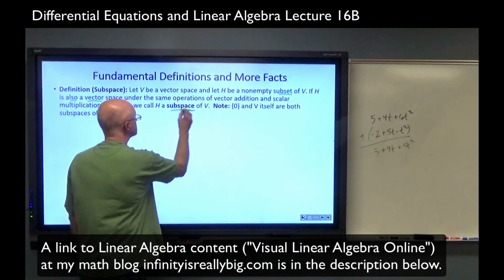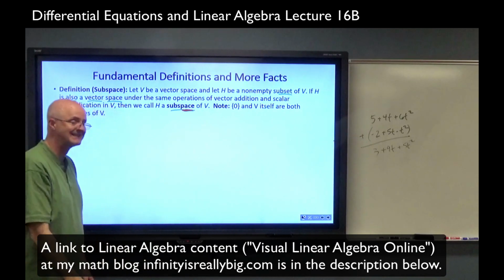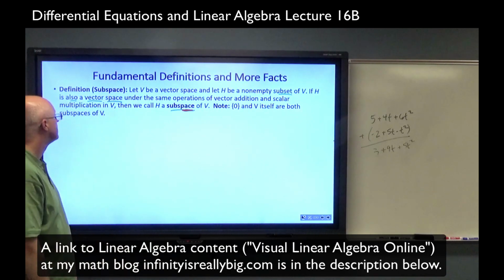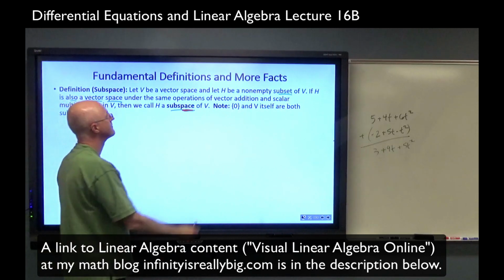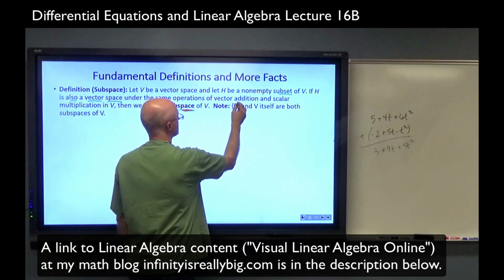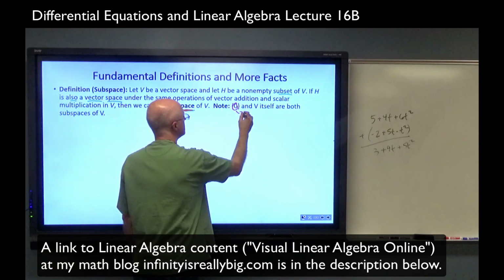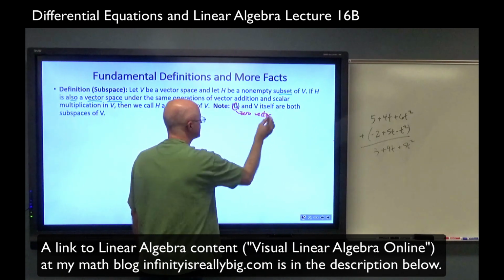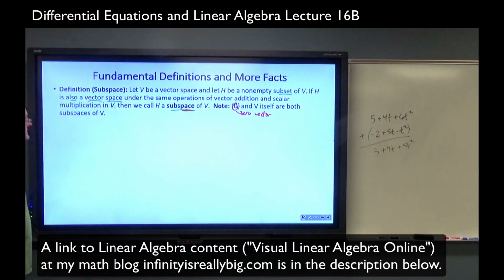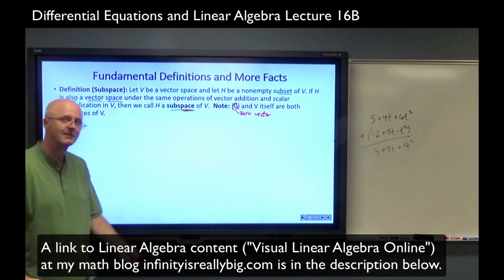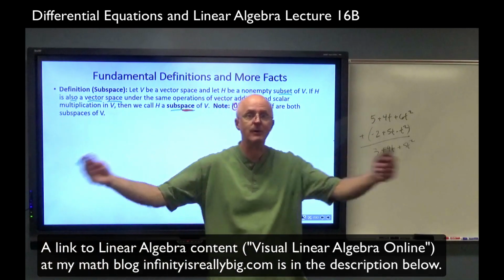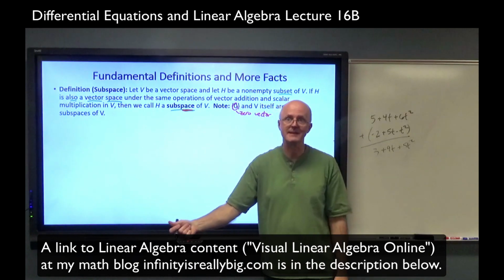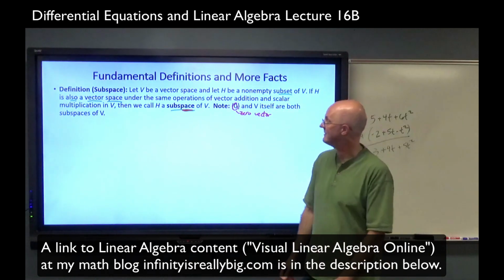Emphasis on the word space instead of subset of V. Note, both 0 by itself, this is a zero vector, this is supposed to be boldface, that singleton set, and V itself are both subspaces of V. They're sometimes called the trivial subspaces, two extremes, just the one element set, the zero vector, and the entire space itself.